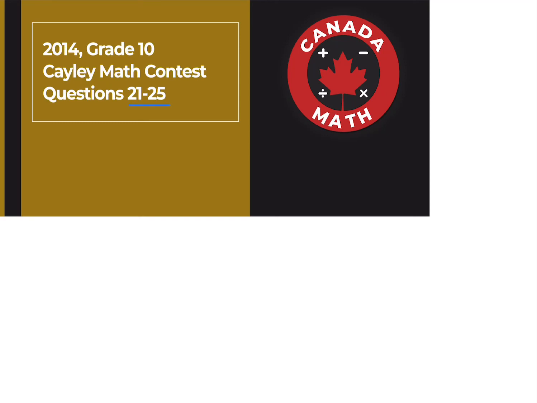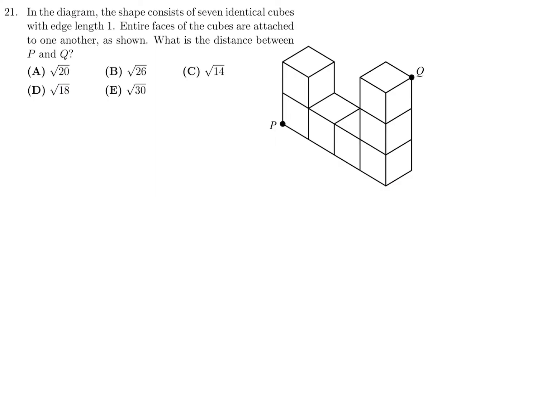Questions 21 through 25 on the 2014 Grade 10 Cayley Math Contest. In the diagram, the shape consists of 7 identical cubes with edge length 1. Entire faces of the cube are attached to one another as shown. What is the distance between P and Q?